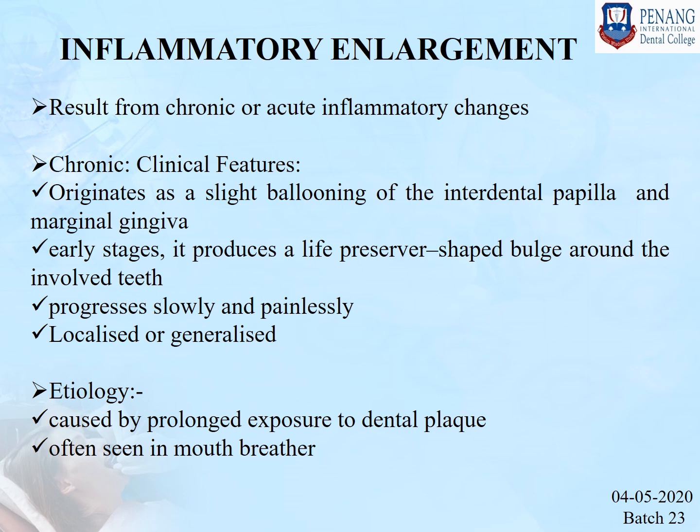Inflammatory enlargement can result from chronic or acute inflammatory changes. In chronic enlargement, clinical features are: it originates as a slight ballooning of interdental papilla and marginal gingiva. In early stages, it produces a life preserver shaped bulge around the involved teeth. It progresses slowly and painlessly. It can be localized or generalized. The main etiology for this type of enlargement is prolonged exposure to dental plaque, and it is often seen in mouth breathers also.